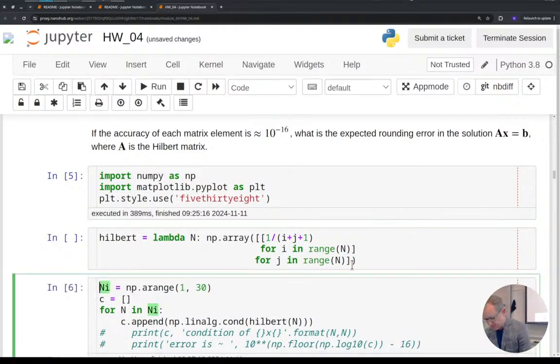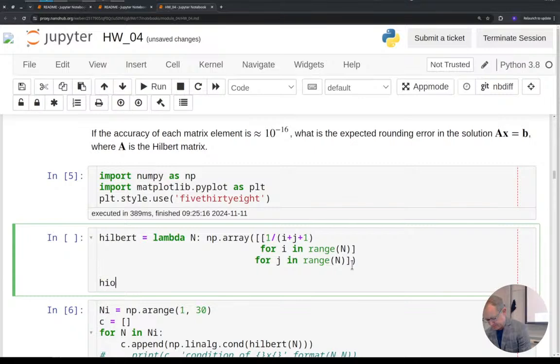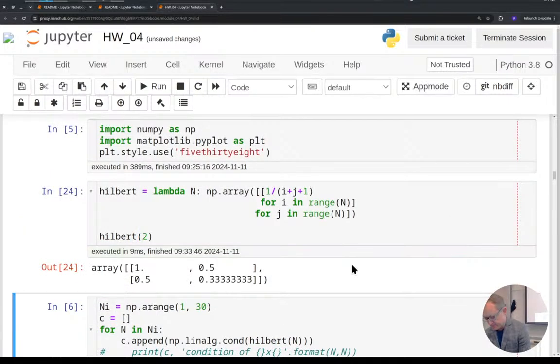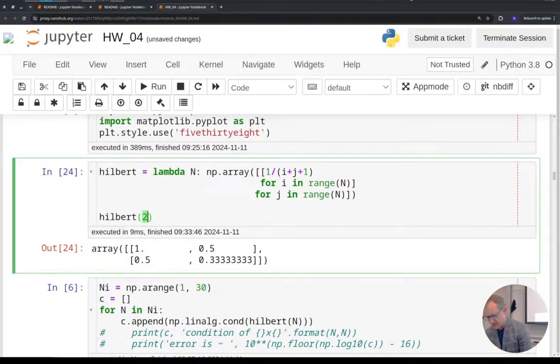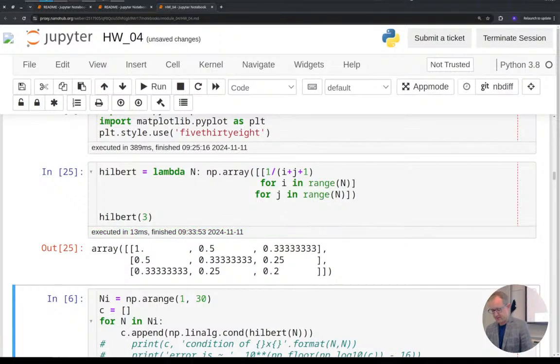So let's just make sure this works first. Hilbert of 2, and I get 1, 1/2, 1/3. And if I go Hilbert of 3, 1, 1/2, 1/3, and then 1/4, 1/5. So it just keeps getting smaller as I move along. Those like cross diagonal. It's not the diagonal, it's like the other diagonal. Cool. So that one seems like it's working.